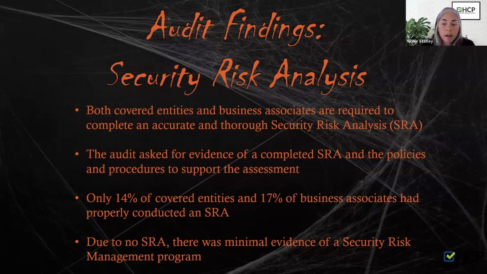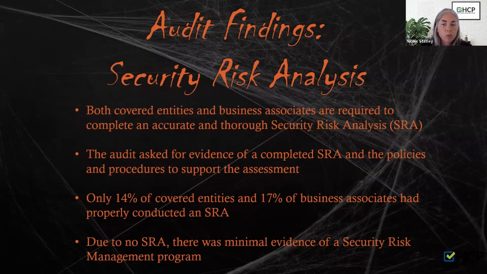Unfortunately, only 14% of covered entities and 17% of business associates had properly conducted an SRA. Additionally, they failed to identify and assess the risks to all of their EPHI in their possession. So let's just say they didn't complete an SRA, but they had other strong policies and procedures around taking care of EPHI, making sure that the risks are being mitigated. They didn't really find much. So no policies and procedures around any of the things that an SRA would have helped them uncover. There also is failure to assess the potential likelihood and impact of risk to EPHI.